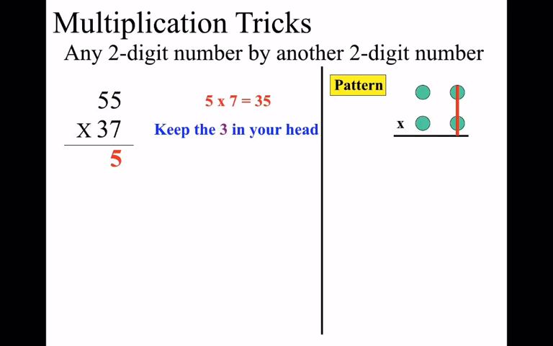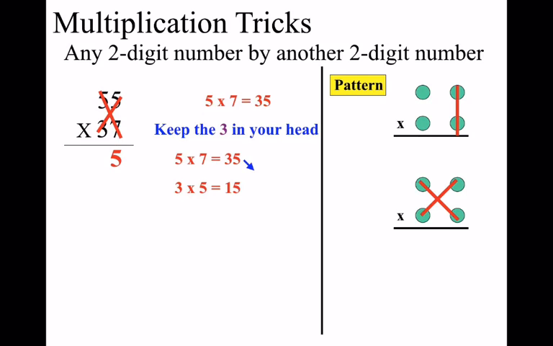And so now I'm going to multiply both diagonals together and add those two products together. So we have 5 times 7 is 35. And we have 3 times 5, which is 15. The sum of those two products is 50. Plus the 3 that we had in our head or on our other hand or opposite hand, that's 53. So we write down the ones digit. Keep the tens digit in our head or on our opposite hand.